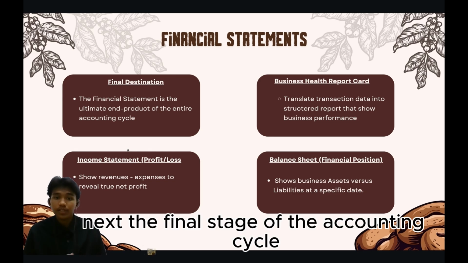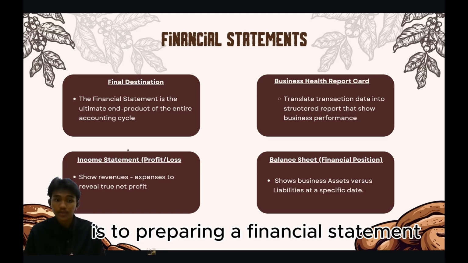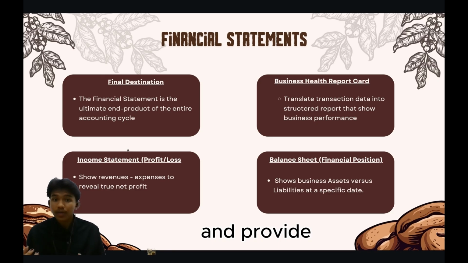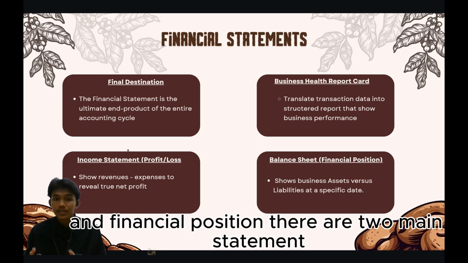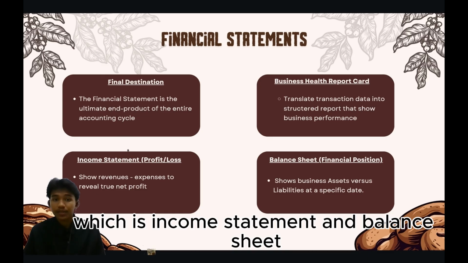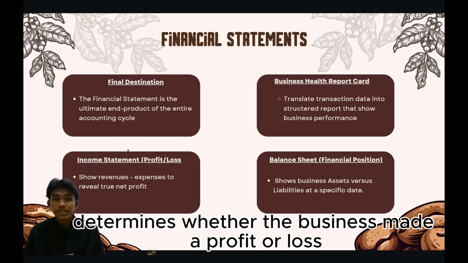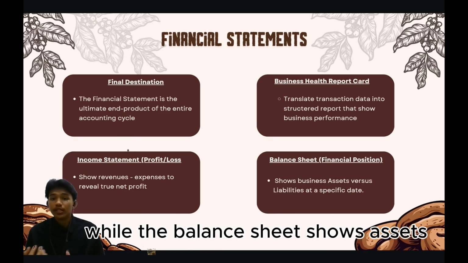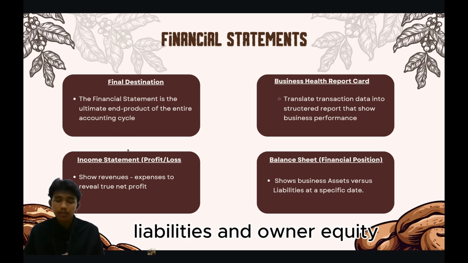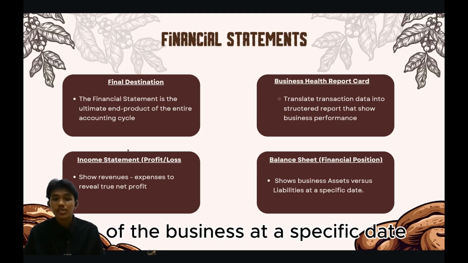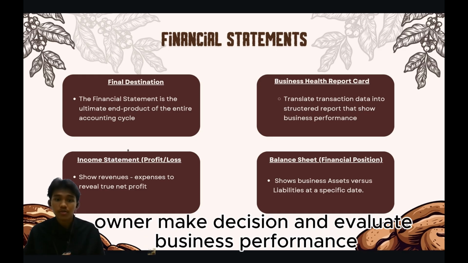Next, the final stage of the accounting cycle is preparing a financial statement. So financial statements are the final output of accounting and provide information about business performance and financial position. There are two main statements, which are the income statement and balance sheet. So the income statement shows revenue and expenses. It determines whether the business made a profit or loss, while the balance sheet shows assets, liabilities, and owner equity. It reflects the financial position of the business at a specific date. These reports help business owners make decisions and evaluate business performance.